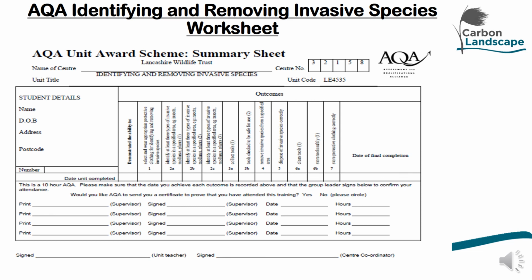As a Carbon Landscape volunteer, you are eligible for our rewards and recognition package. You can complete the Identifying and Removing Invasive Species AQA accreditation. Simply ask for one of these sheets from your group leader and volunteer. Each time you complete one of the outcomes on the sheet, get the group leader to fill out the date on there, complete 10 hours of volunteering, and we'll sort you out with your accreditation.